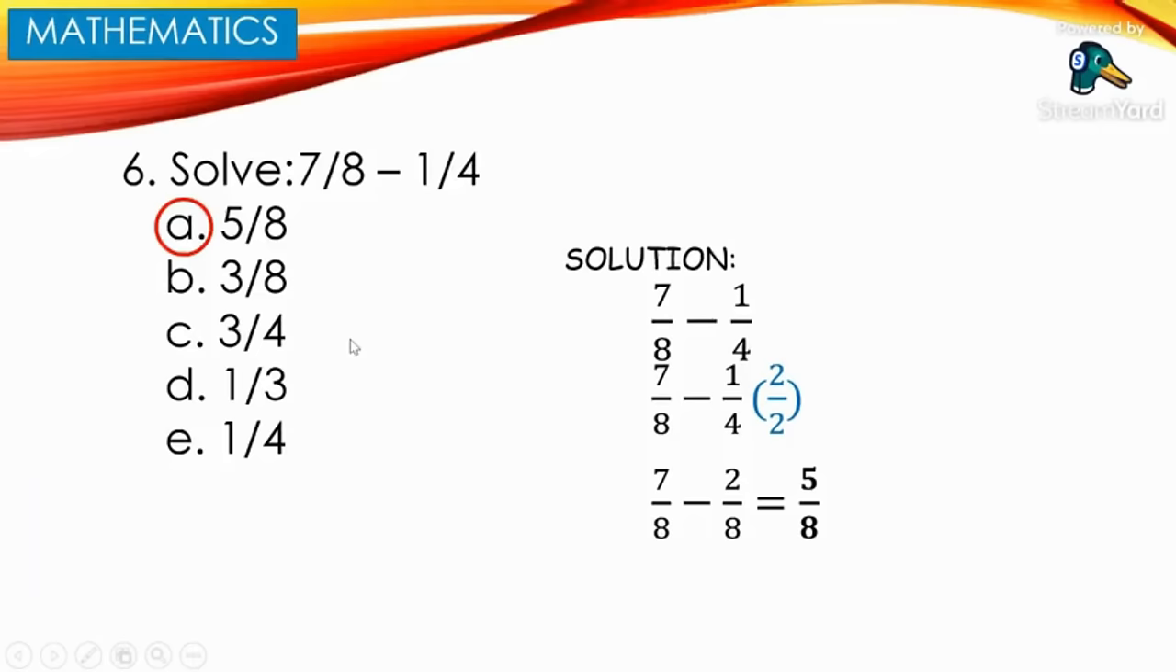Okay, so thank you, Ma'am Novi Kate. Oh, bakit mo rin po minultiply si 7/8? Nag-multiply ka ng 2/2, pero sinama mo rin si 7/8. Hindi po 3/4 yung sagot, so hindi po letter C yung sagot. We only multiplied 2/2 sa 1/4. Hindi po kasali si 7/8, kasi pag minultiply natin si 7/8 ng 2/2, magiging iba din naman yung kanilang denominator. So it is only multiply 2/2 sa 1/4. So the correct answer po is 5/8.